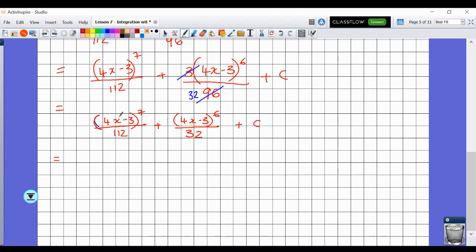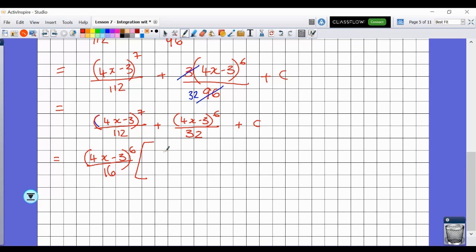Think about highest common factors. Obviously, we can pull this bracket out the front, can't we? So I can pull (4x minus 3) to the power 6 out the front because that appears in both of them, right? But what about your denominator? What's the highest common factor between 32 and 112? And it's going to be 32. Hold on. Nope, not 32. 16. Okay, so 16 goes into both of them. So I can pull 16 out from the bottom.